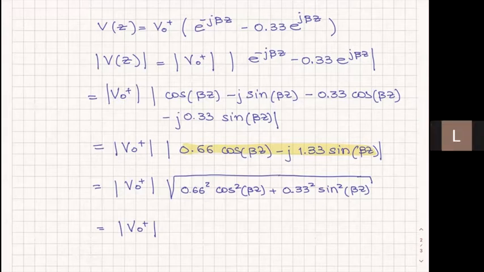Dr. Katehi, in the second to last line, should it be 1.33 squared? Ah, yeah. Thank you. Why did I put 0? I don't know. My brain is sleeping.